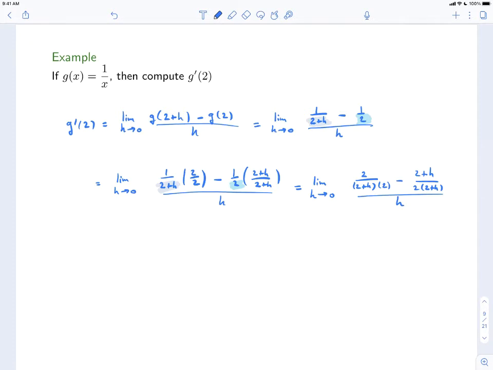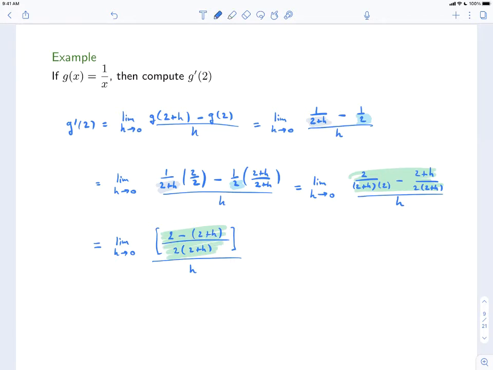Now the two terms in the numerator can be combined into one because they have a common denominator. So it's the limit as h goes to 0 of 2 minus 2 plus h, all of that divided by 2 times 2 plus h. And this is the numerator here, that's the numerator, divided by h. All of this is combined into this term right here.